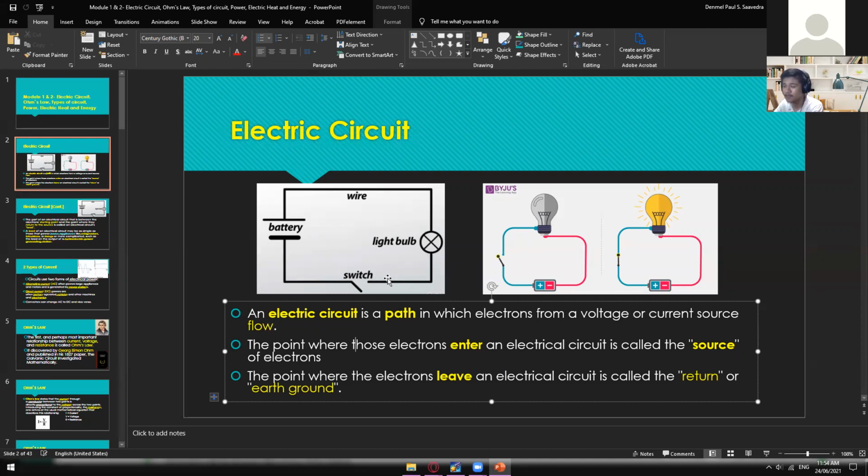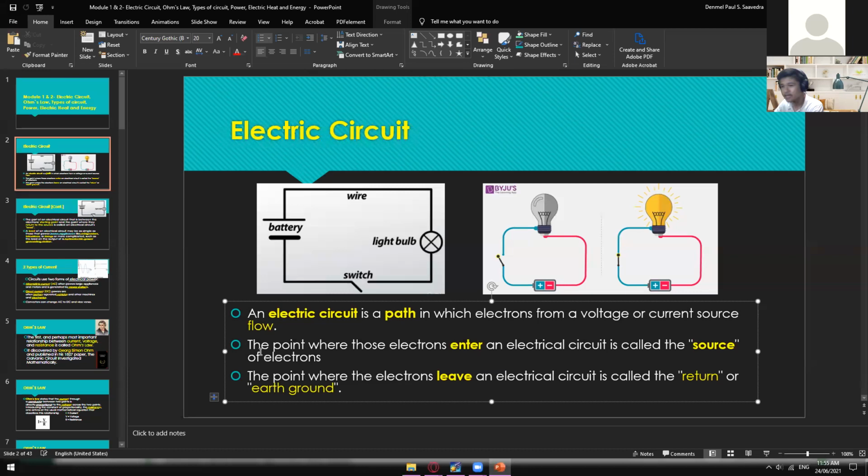For example, this one, initially this one is open. So even though we have a source of current or source of voltage in this body, if this one is not connected, you cannot call this an electric circuit. Because there is no path for the electrons to flow from the start up to the end, or to the returning point of this path right here. That's how simple it is. If there is a flow of current and it's working, then that's already an electric circuit.